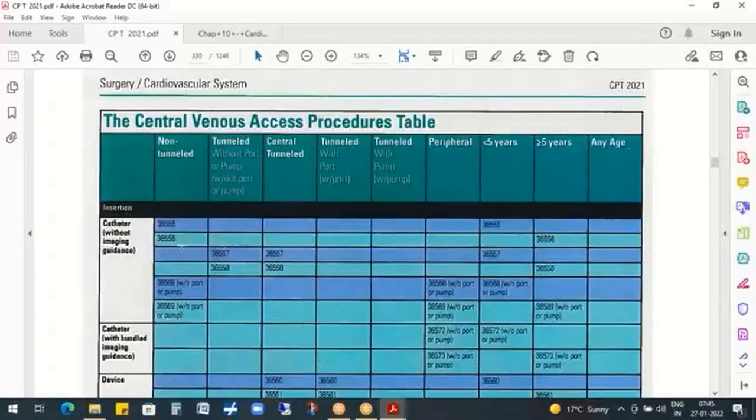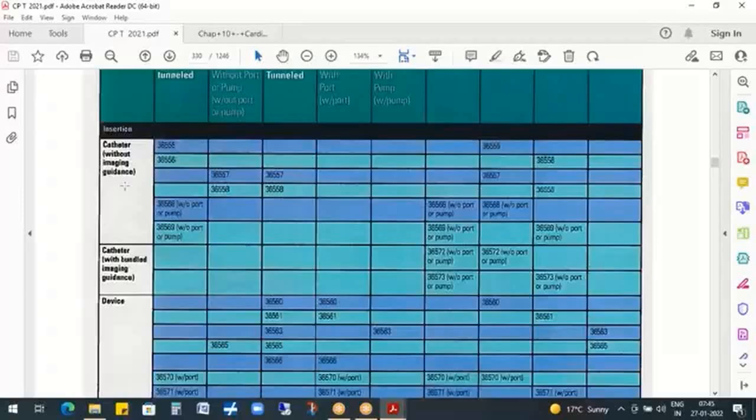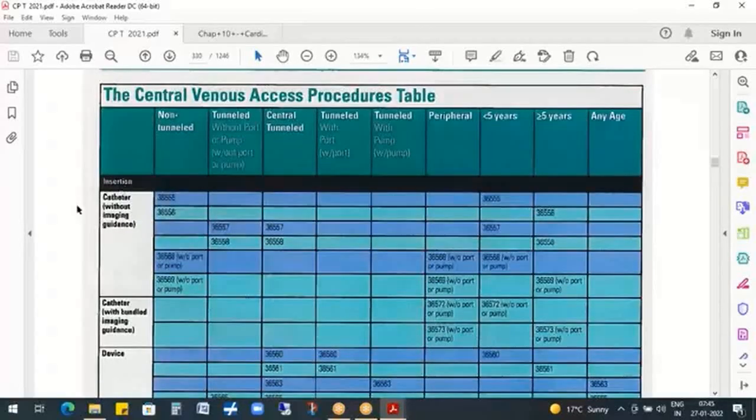Now first, what is inserted? For example, catheter. With or without imaging guidance, you can say without. Now, without, you can see peripheral, under peripheral 36568, 569. Two codes. Less than 5 years, 568. Greater than or equal to 5 years, 569. Are we able to see that one?